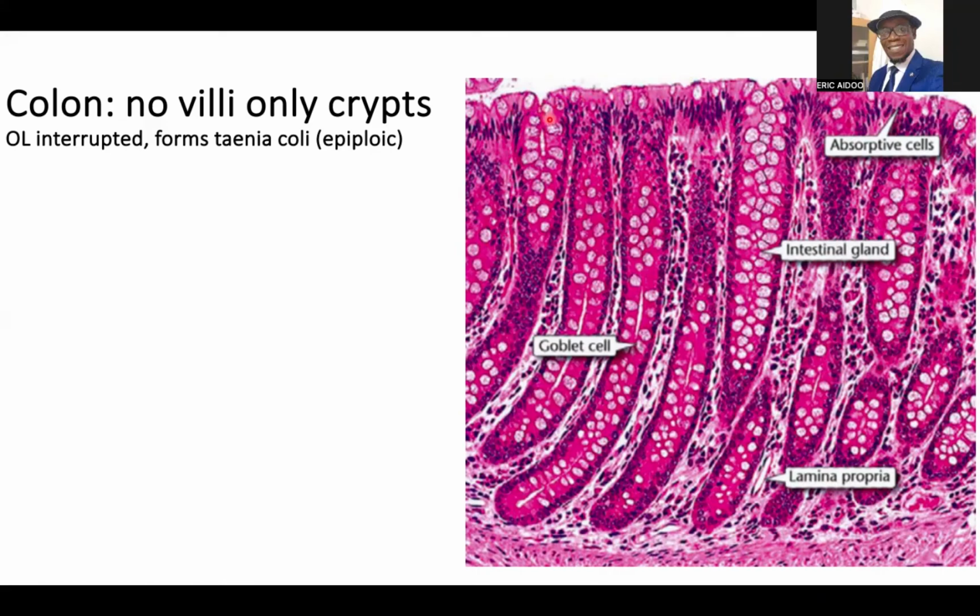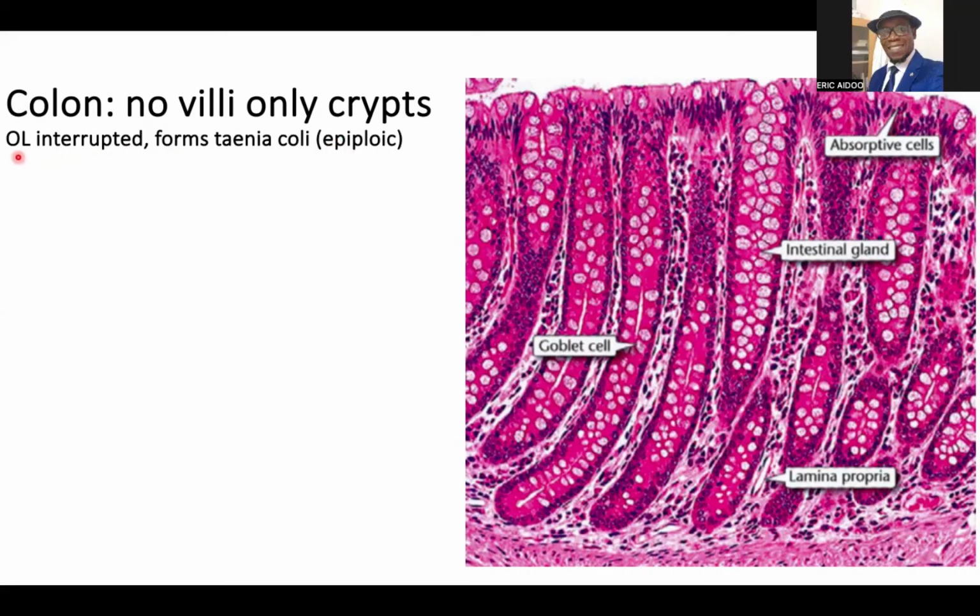Only crypts, because you have the invagination, the pits. Okay, so the epithelium invaginates, goes down and comes up. It does not go up and then come down on top of its lining, like the small intestine.